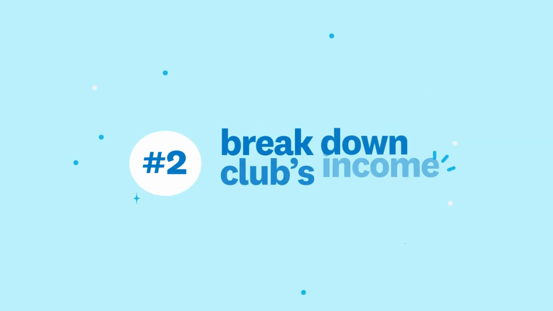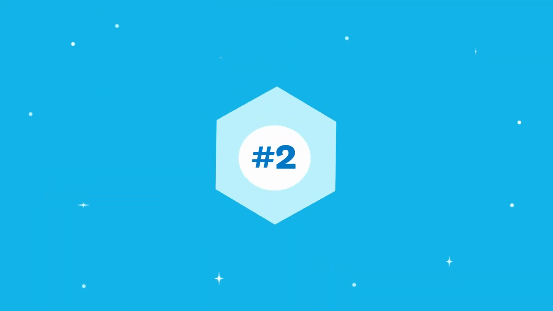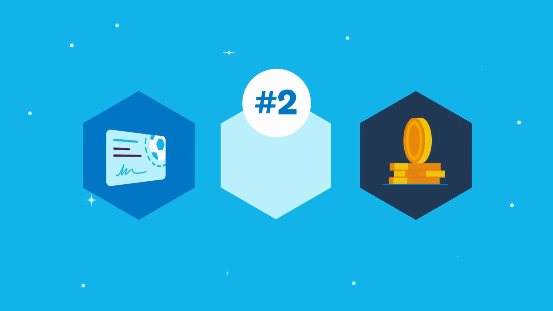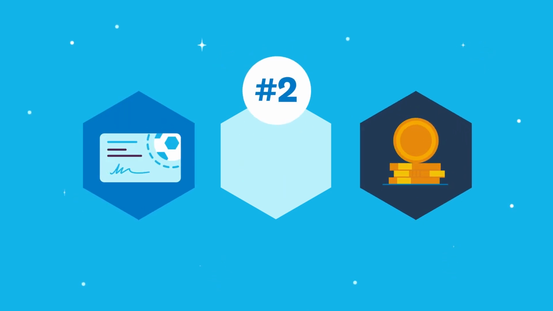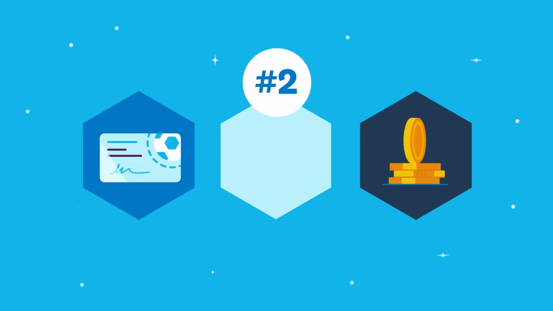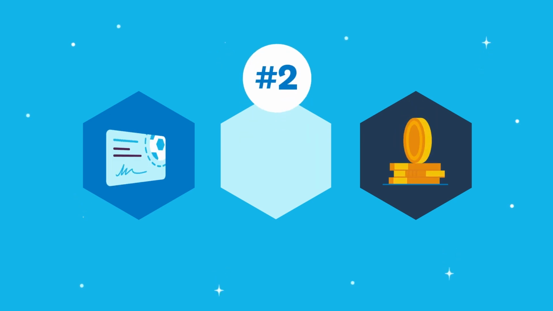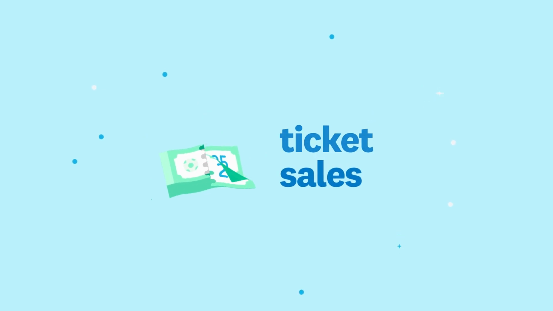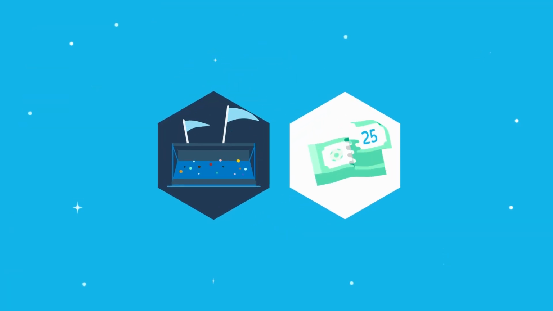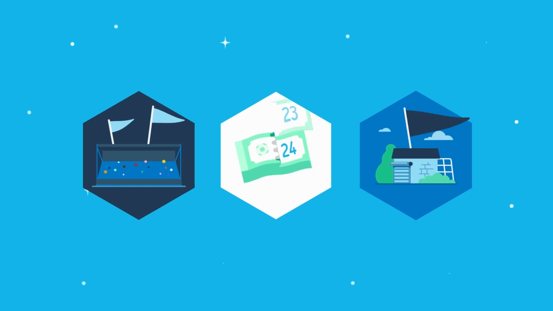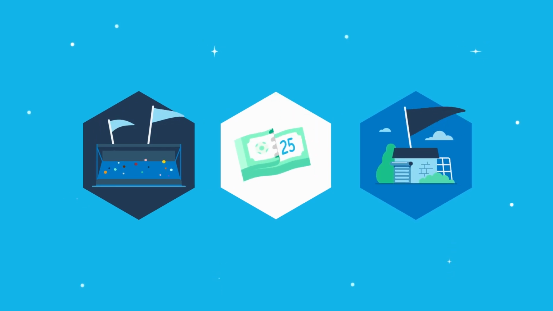Step 2. Calculate income. Consider things like registration fees, which is any money you get from players who pay to be part of a team. This is potentially the main source of cash for your club. Next, ticket sales. This is most likely the first consideration for a larger club. For a smaller club, ticket sales could be nominal.